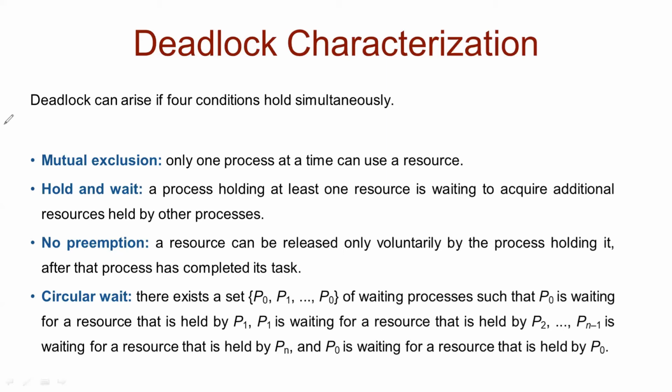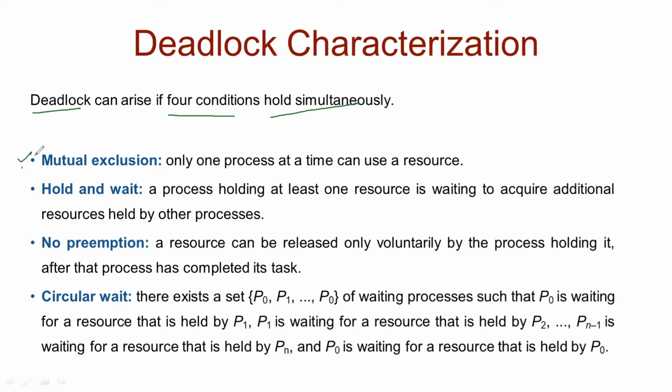In deadlocks, processes never finish execution and the system resources are tied up, which prevents further jobs from starting. Before we discuss various methods that can handle deadlock, let's first discuss the conditions that characterize deadlocks. So there are 4 conditions. If these conditions hold simultaneously, then your system is in deadlock.